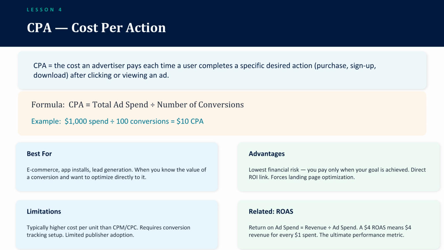CPA is ideal when you're running direct response campaigns, e-commerce, app installs, lead generation, and you can accurately track and measure conversions. Lowest financial risk. You only pay for results. Direct measurement of ROI. A closely related metric is ROAS, return on ad spend. ROAS equals revenue divided by ad spend. A ROAS of 4 means $4 of revenue for every $1 spent on advertising. Harder to set up than CPM or CPC. You're paying a premium for the result, not just the opportunity.